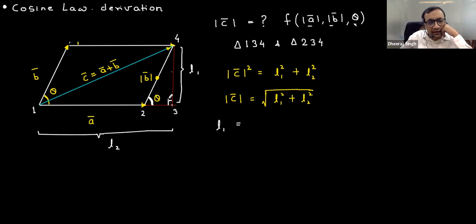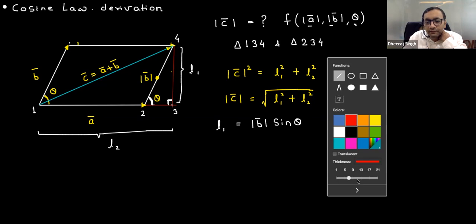This is a right angle triangle, right? So what is L1 in terms of B and theta? Correct. B sine theta. All of you get this or not? Perpendicular upon hypotenuse is sine theta. So B, the hypotenuse, times sine theta is the perpendicular, which is L1. Is this clear or not, everyone?